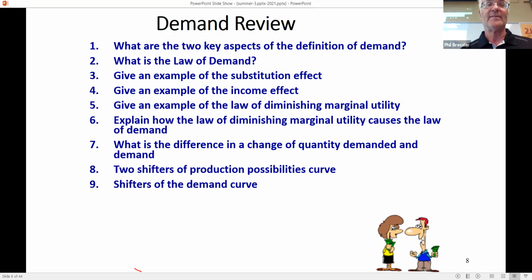Number 7. Can anyone tell me the difference between quantity demanded and demand? We did that today. Anyone want to take a chance? Come on. Okay, I'll go back and.